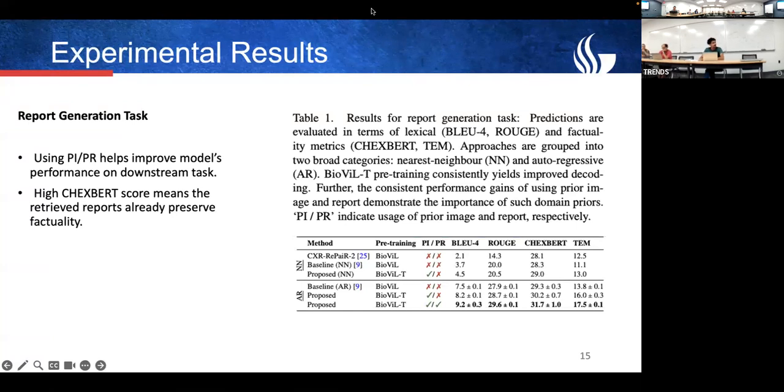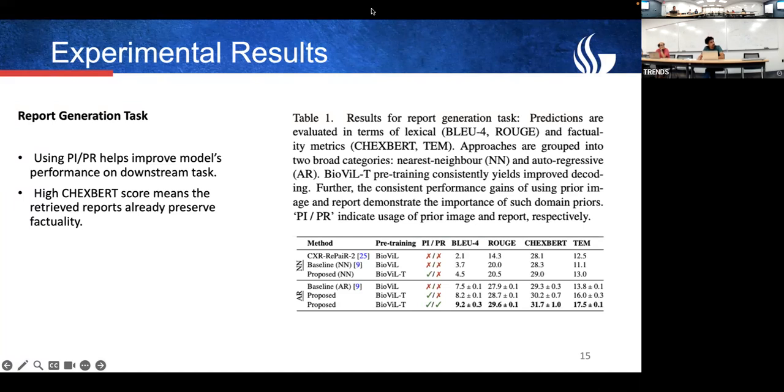L. These are the experimental results. If we talk about the report generation task, they have basically grouped it into two broader categories. The first one, NN, which is nearest neighbor based, and the second one is auto regressive based, where they have fine tuned using auto regressive.